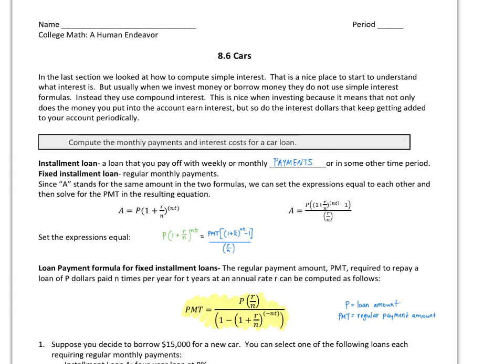Today we're going to talk about 8.6, cars. We're going to look at the loans you might take out for owning a car, and we'll talk about leasing a car and maybe talk about the difference between the two.